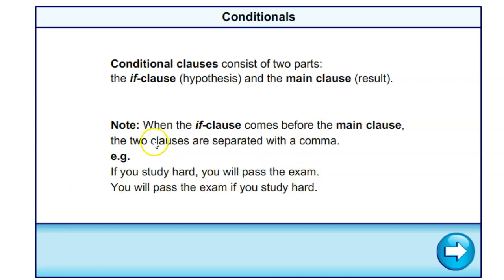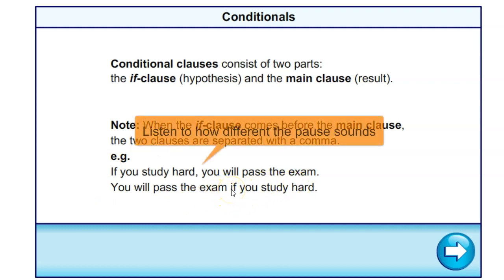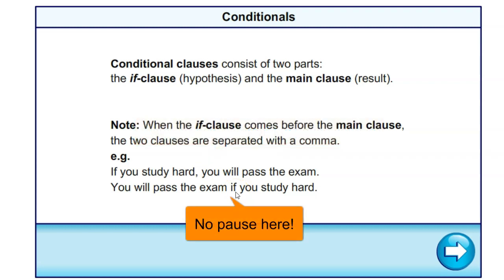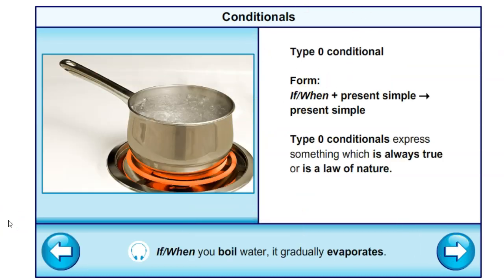Obviously, as a grammar structure, it says if you put the main clause before the if clause, you don't need a comma. You can actually listen to it. If you study hard, you will pass the exam. Could you hear the pause? Whereas, you will pass the exam if you study hard. So, traditional grammar breaks down the conditionals into 3 or 4 patterns. So let's have a look.